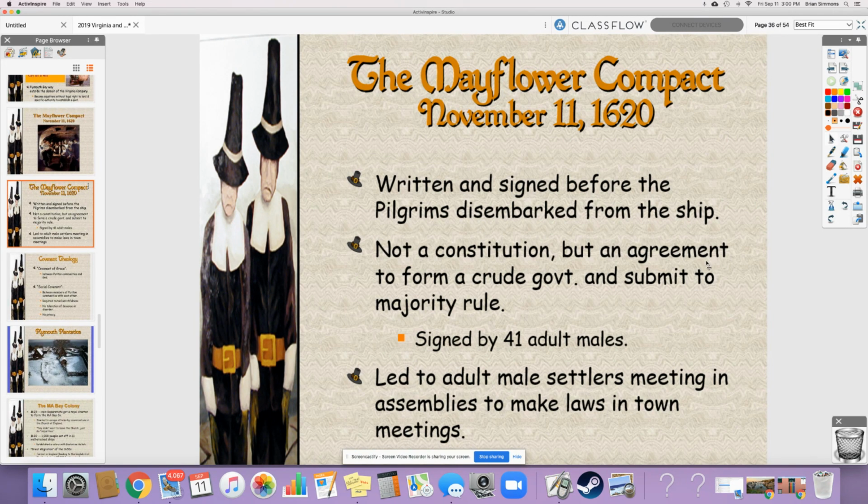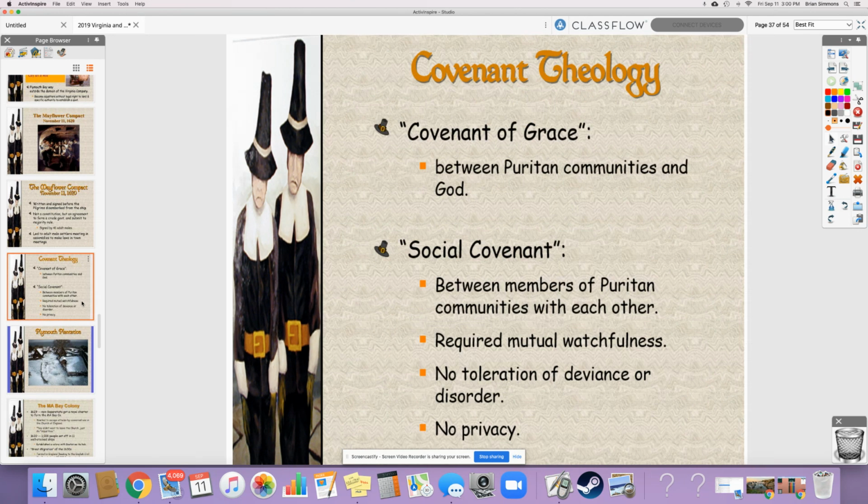It's not a constitution, but it's an agreement to form a government and to submit to what the majority of people want. This led to, in Massachusetts, more and more settlers meeting in local assemblies to make their own laws.